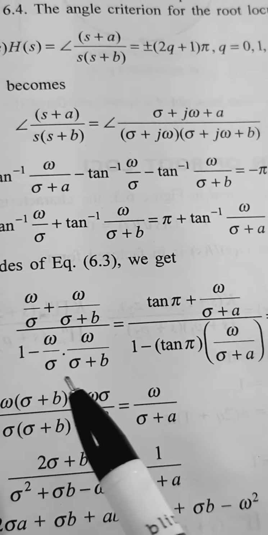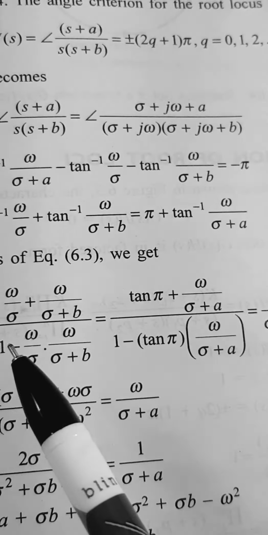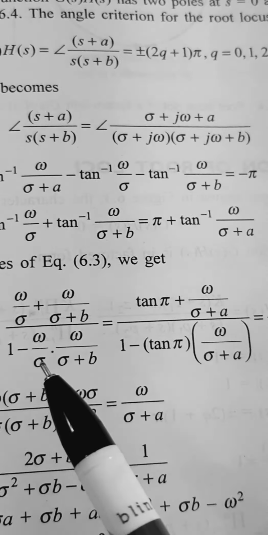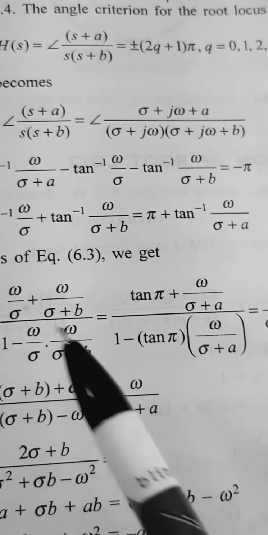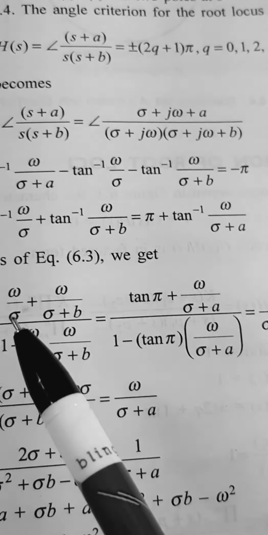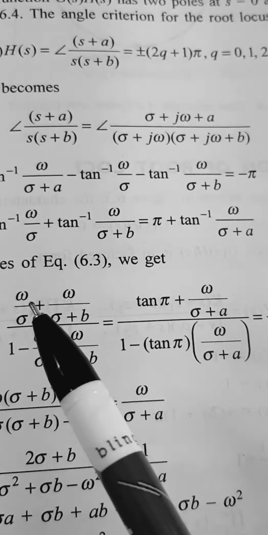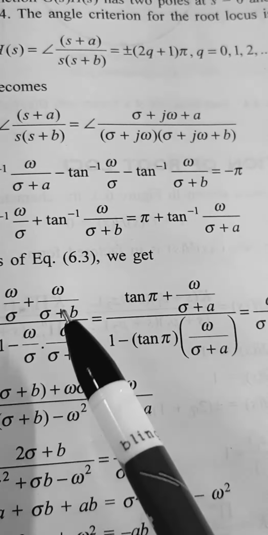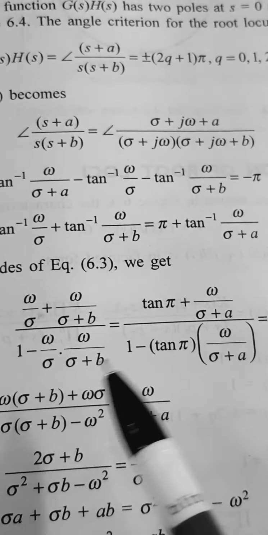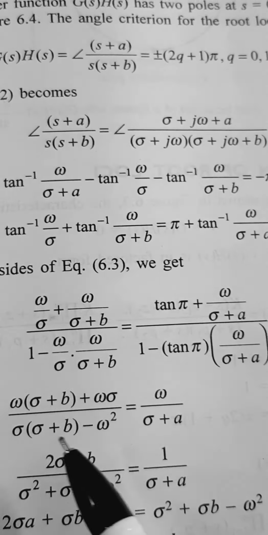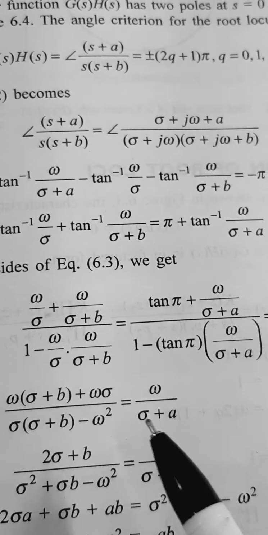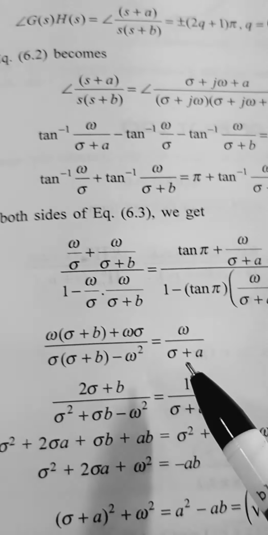You can do it. You are multiplying by this. So here sigma into sigma B minus omega square divided by sigma into sigma B. Here you have to take the common term as sigma into sigma plus B. So this will be multiplied by this, and both the denominator terms can be removed. So you are getting like this. So this is equal to omega divided by sigma plus A.